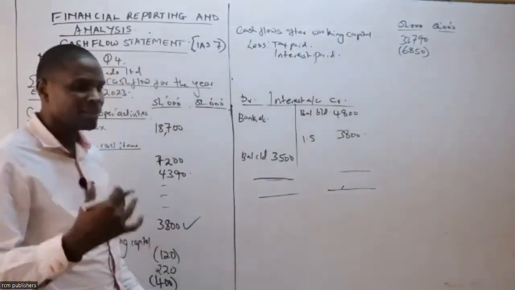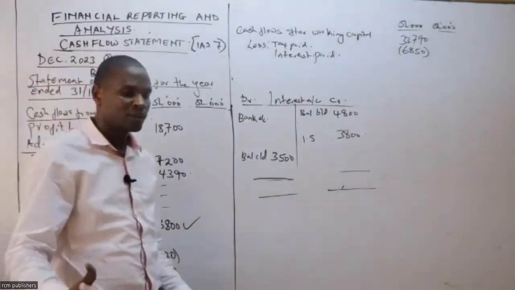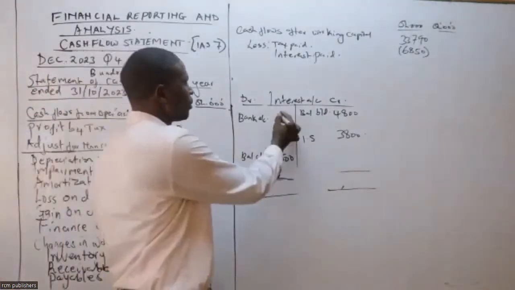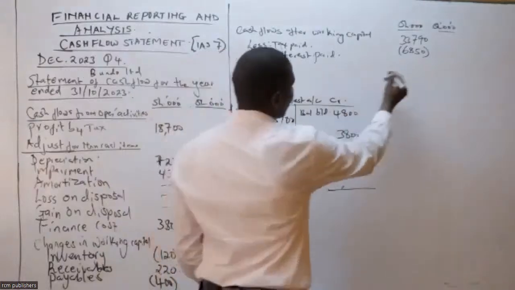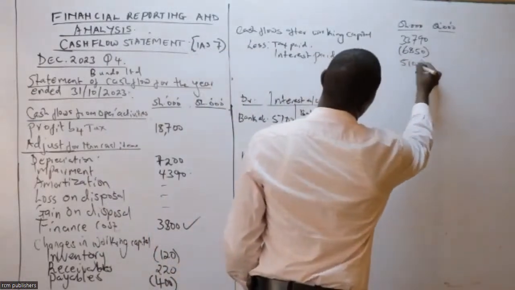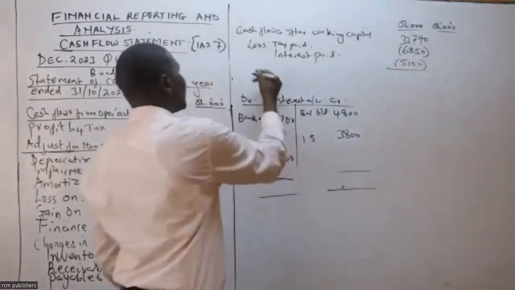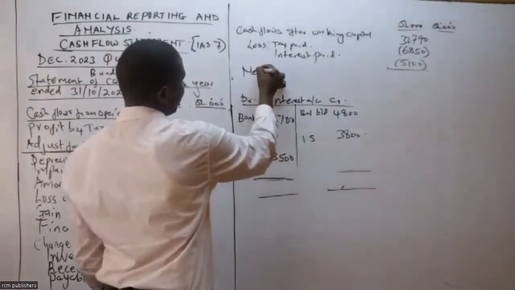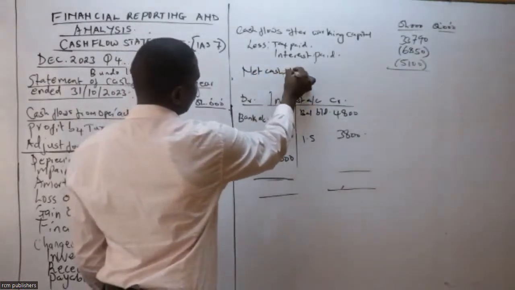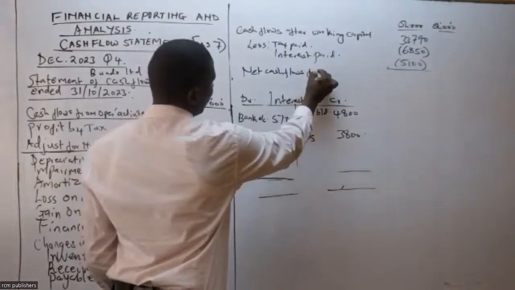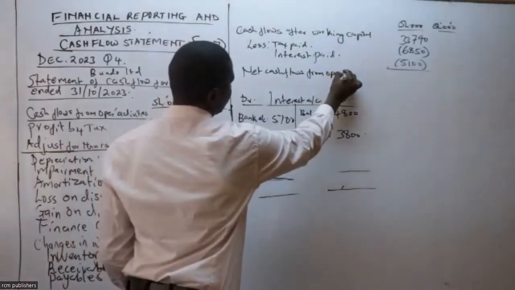Also, if you had a very nice background in the foundation level, it will become very easy. So I'm being given 5100. So 5100 we are going to subtract, and then we can get the net cash flow from operating activities.